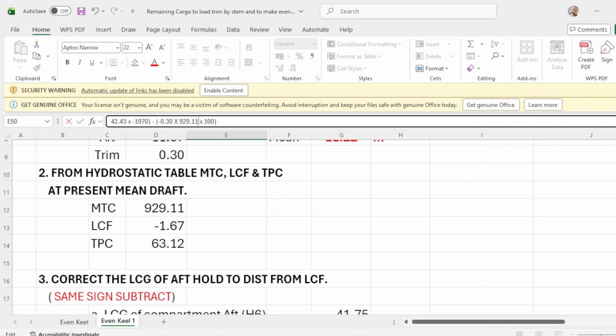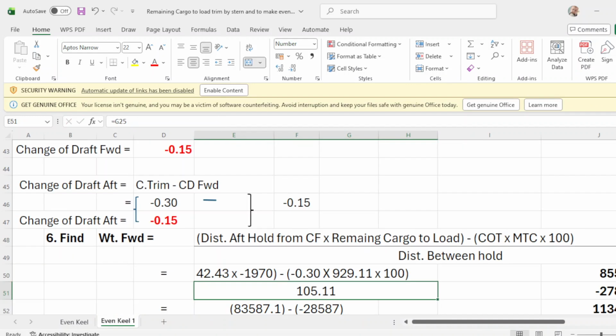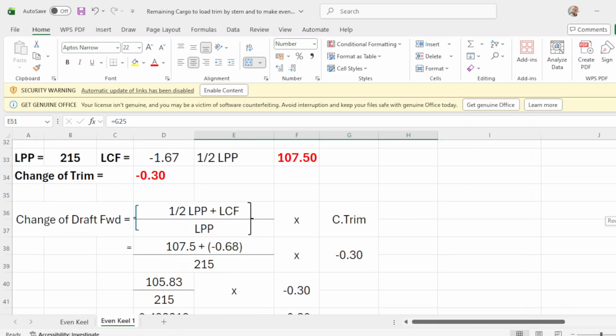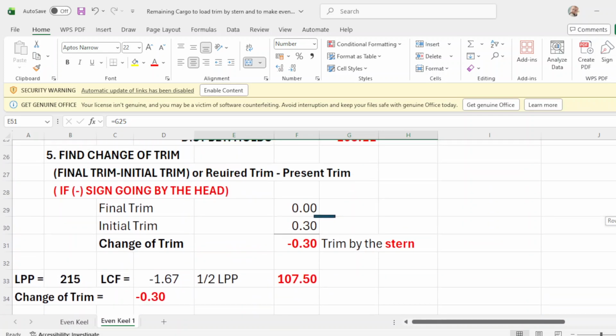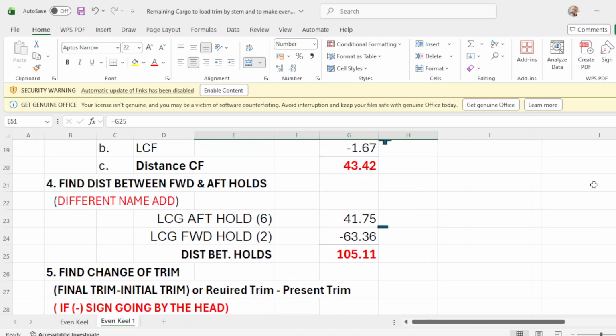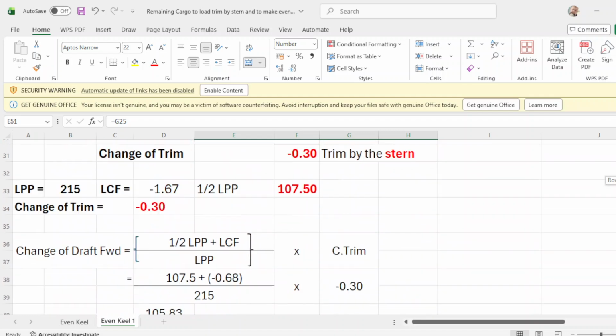$929.11 times 100. Okay. What is your distance between hold? Distance between hold is 105.11. Okay, so we have a 105.11.